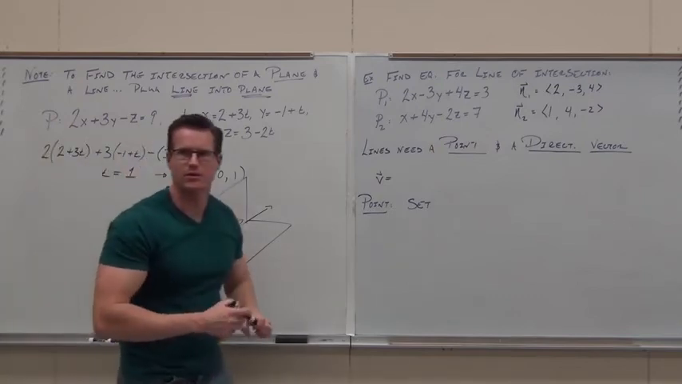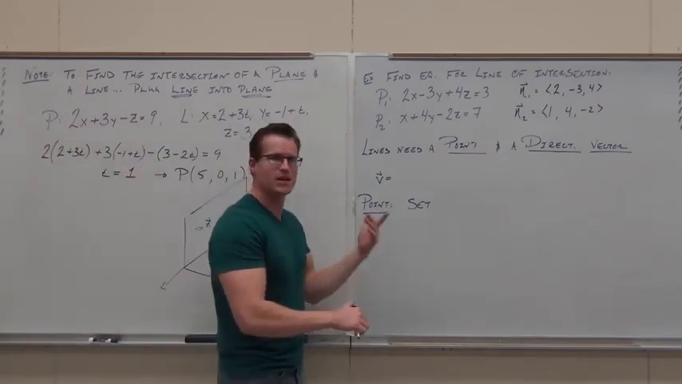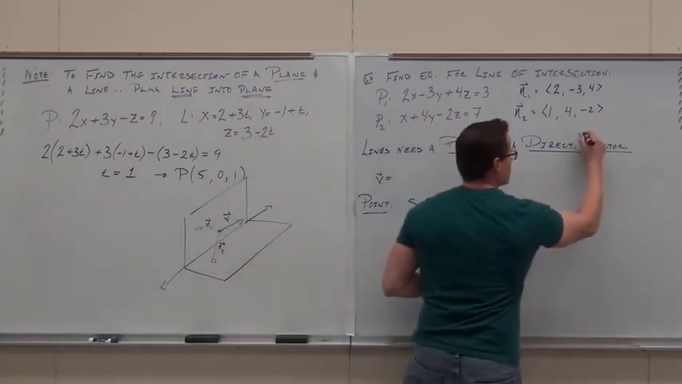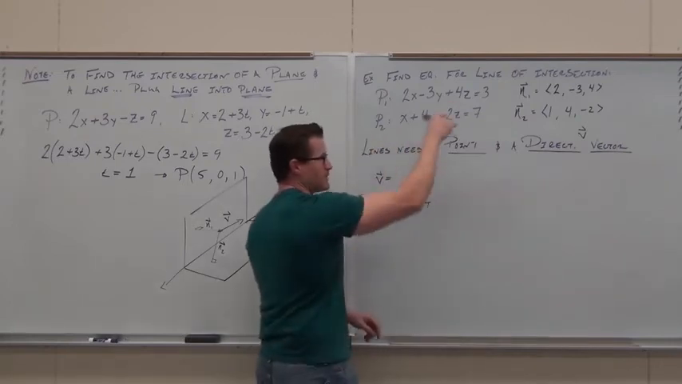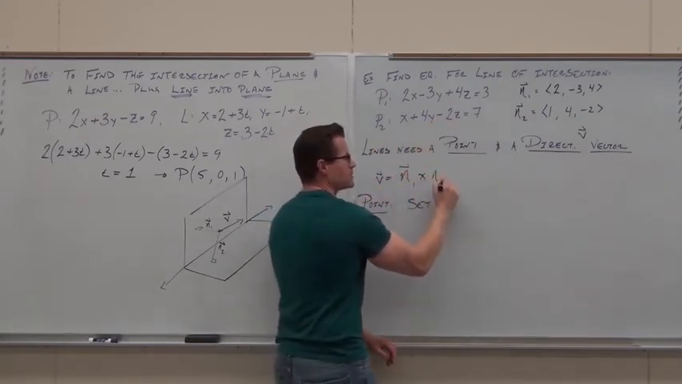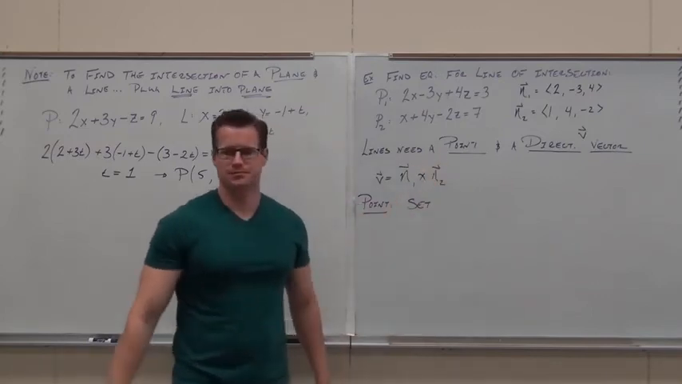That is a cross product. Oh, that's sweet. So if I want to find the direction vector of the line of intersection, I take the normals from my two planes, and I cross them.